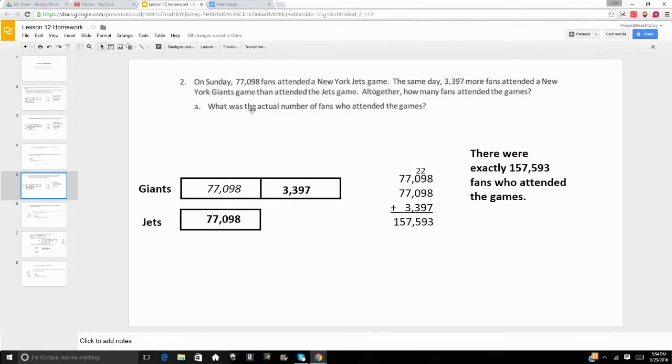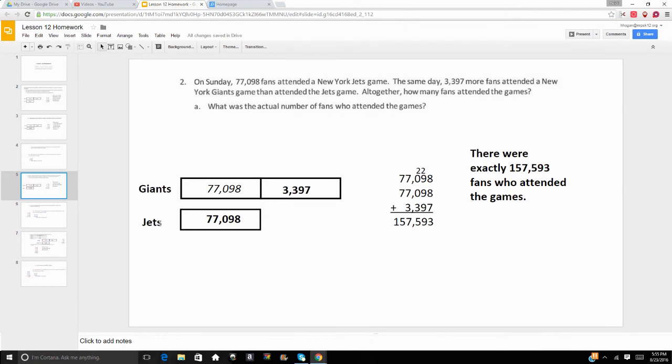So we're going to talk about the Jets and the Giants. On Sunday, 77,098 fans attended a New York Jets game. The same day, 3,397 more fans attended a New York Giants game than attended the Jets game. Altogether, how many fans attended the game? What was the actual number?